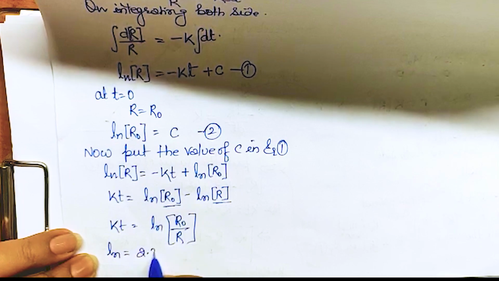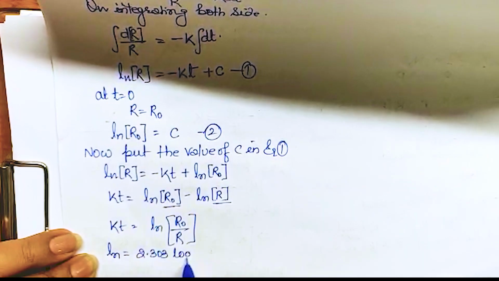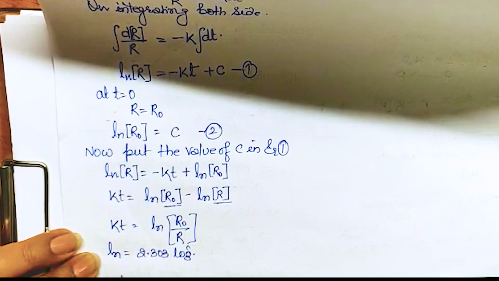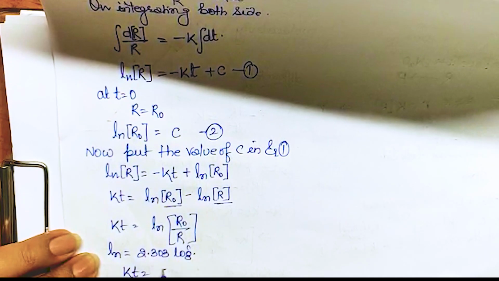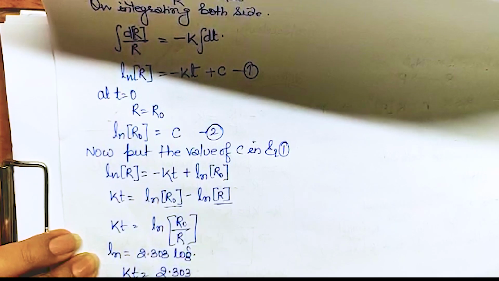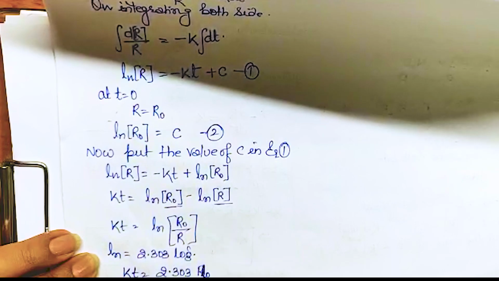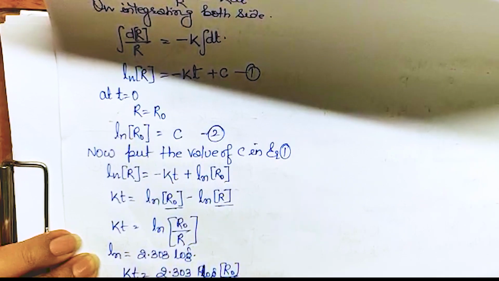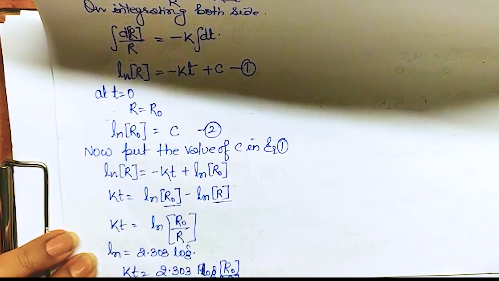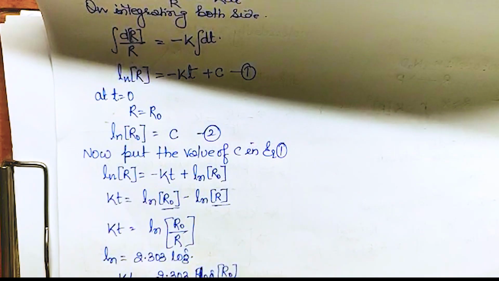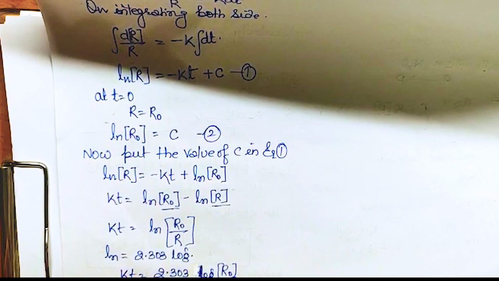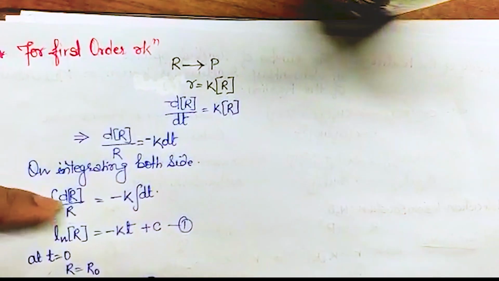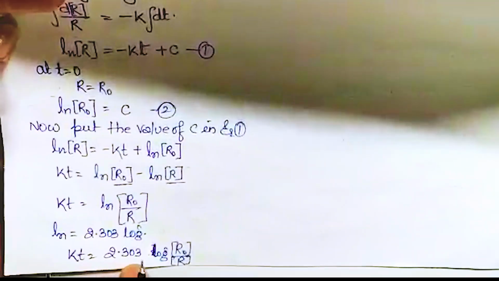Ln is equal to 2.303 log. Yes. So what we will write? Let it be kt is equal to 2.303, and this is log R naught upon R. Got it here? And this can be generalized as a formula for first order reaction.